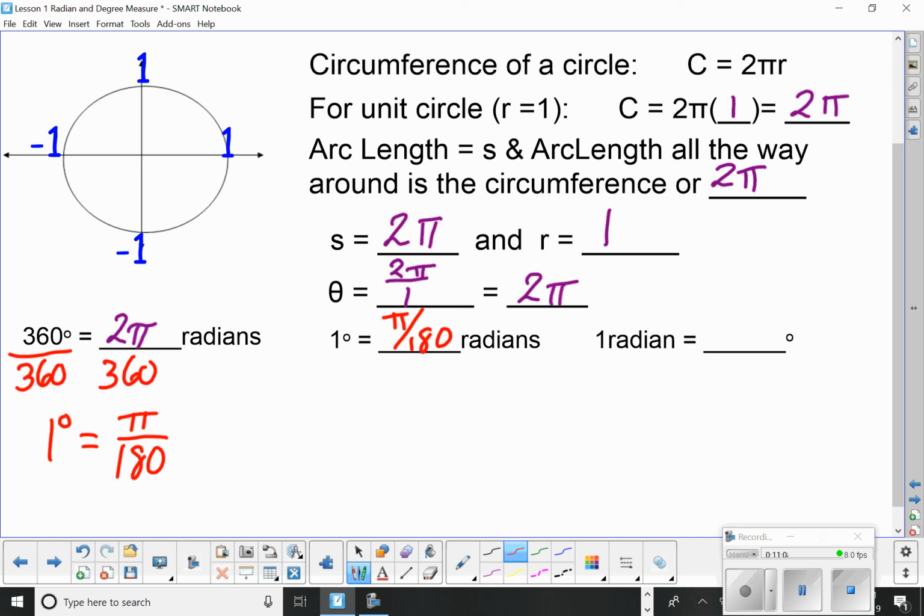What if I want to go the other way? Well, remember that we have 360 degrees is equal to 2 pi radians.